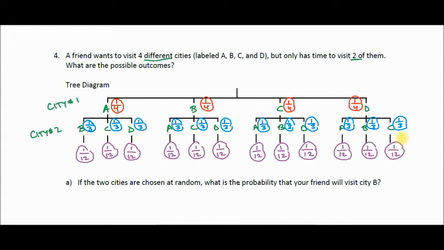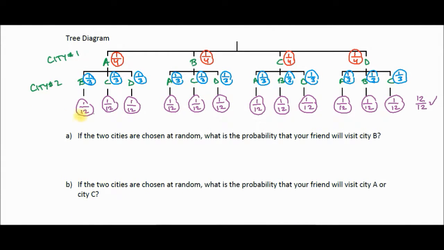Okay, so 1/12. Alright, so we got our probabilities across the bottom. Let's go ahead and add them up and see if they add up correctly. We got 1, 2, 3, 4, 5, 6, 7, 8, 9, 10, 11, 12. We've got 12 over 12. So our probability tree looks good. So now we can go ahead and begin to figure out probabilities.